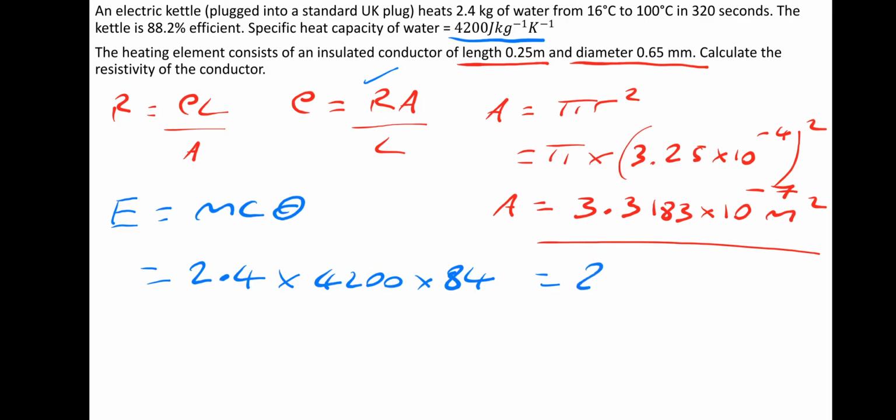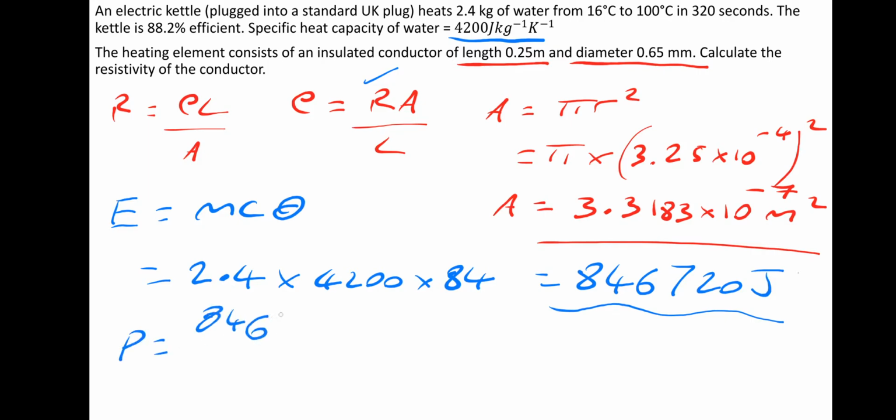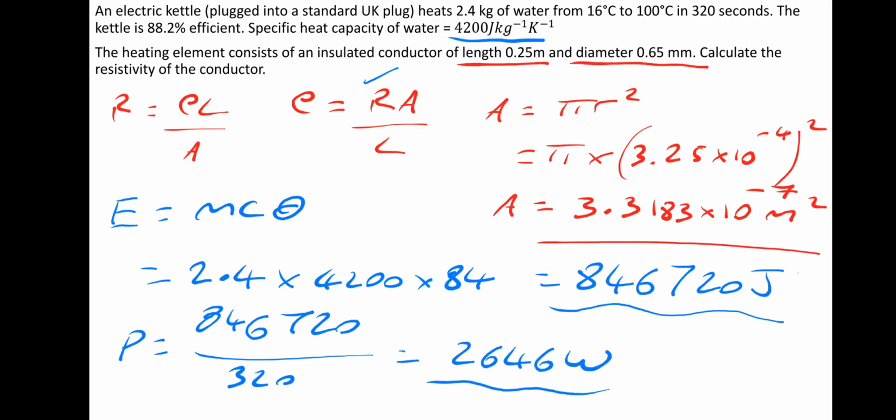So that gives an energy supplied of 846,720 joules. And then obviously power is energy divided by time. So we need to do that energy, the 846,720, divided by the time of 320 seconds, which gives a power of 2646 watts. Okay, so make sure that's all down, then I'm going to clear the screen and continue.